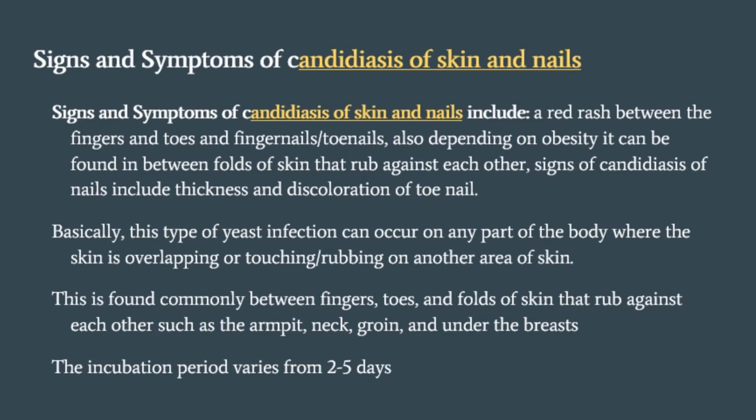Generally, this type of yeast infection can occur anywhere on any part of the body, especially where the skin is overlapping or touching and rubbing on another area of skin. Places where this is commonly found are between the fingers, toes, folds of skin that rub against each other, on the armpit, neck, groin, and under the breasts. The incubation period, again, varies from 2 to 5 days.